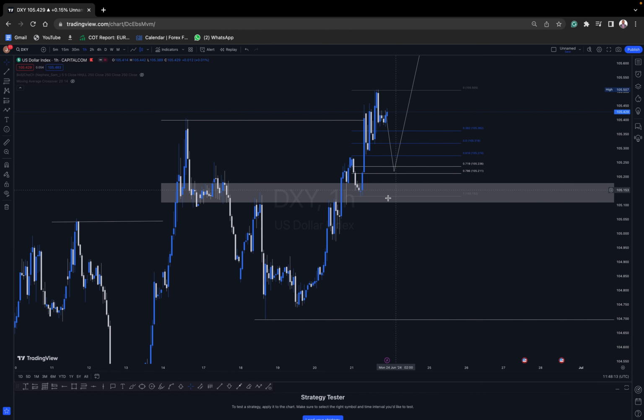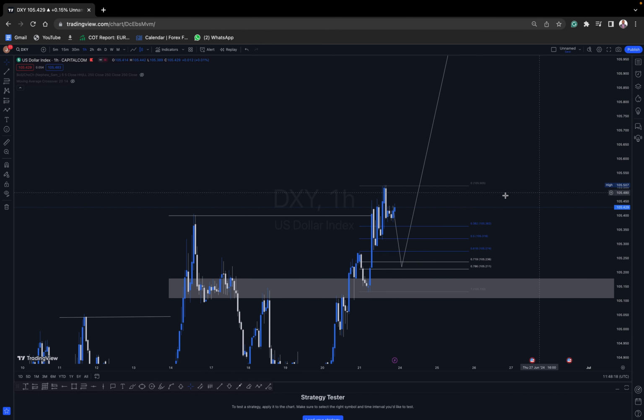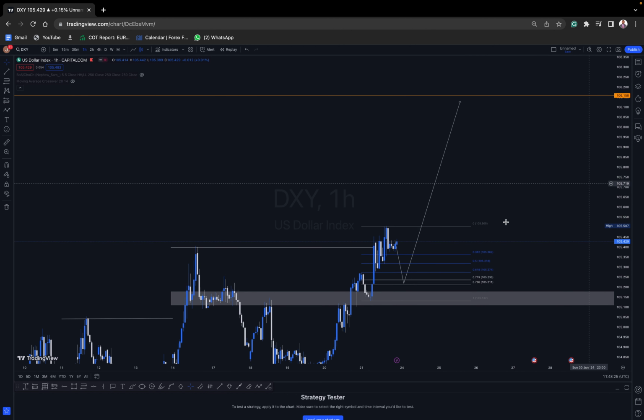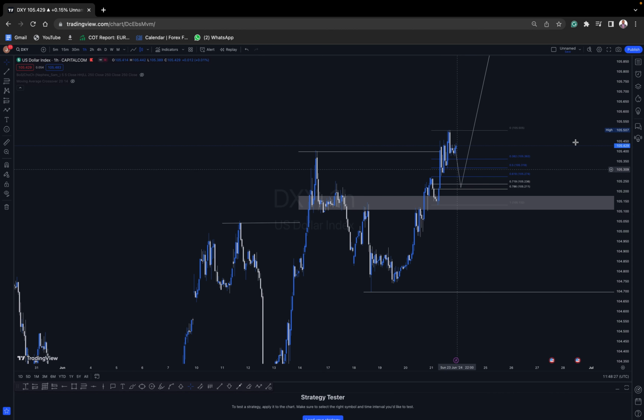So we are seeing a possibility of price pushing back to this zone, then going back to the upside. Regardless, if I see price failing to pull back and price breaking structure to the upside, I will be looking for buys all the way to the upside. So basically, this is what I am seeing on the XAU.